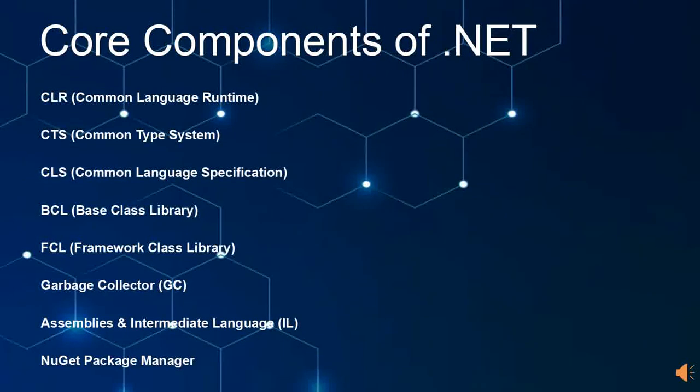Now, let's explore the key components that make up the .NET framework. CLR Common Language Runtime, CTS Common Type System, CLS Common Language Specification, BCL Base Class Library, FCL Framework Class Library, Garbage Collector GC, Assemblies and Intermediate Language IL, NuGet Package Manager.